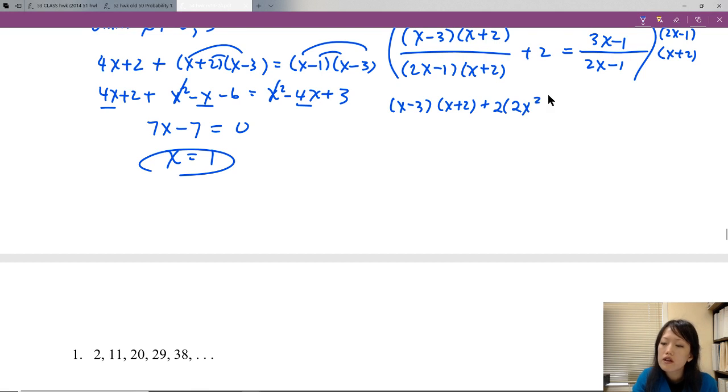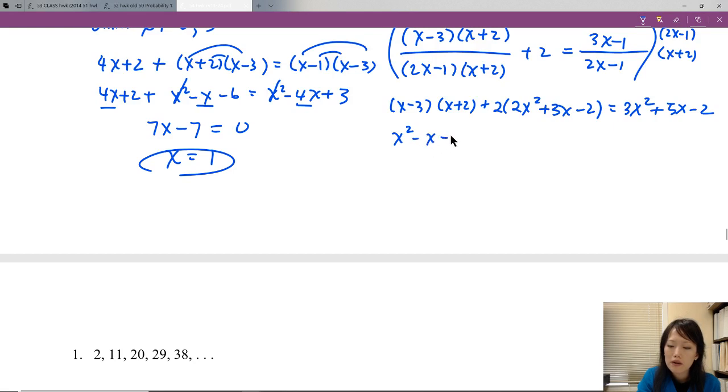2x squared. Are you multiplying these binomials? Yeah, plus 3x, minus 2. And if you can, you just go ahead and multiply. This one will be 3x squared, outside 6, inside negative 1, so plus 5, last to last, minus 2. So you need to times everything out and simplify. So you get x squared minus x minus 6 times the 2, plus 4x squared plus 6x minus 4, 3x squared plus 5x minus 2.